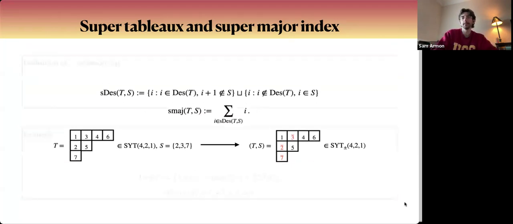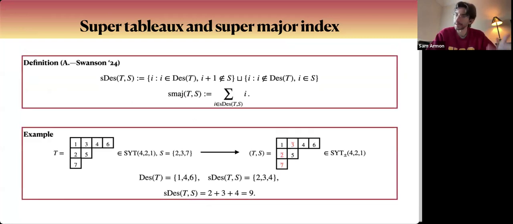And then I can define the super major index as just the sum over all super descents. So let's just go through and compute the super descent set really quick. You can check in our original standard tableau over here, the descent set is 1, 4, 6.